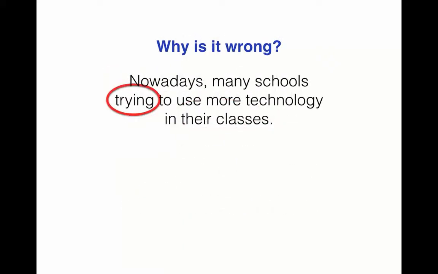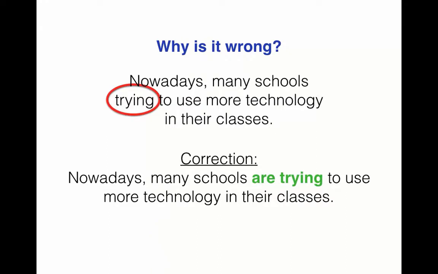Ooh, this is a really ugly mistake here. What's the problem? Something's missing. That's right, we can't have ing without the be verb. In this case, we need are. Nowadays, many schools are trying to use more technology in their classes. You also see nowadays, which tells us we're talking about right now, or an activity in progress.